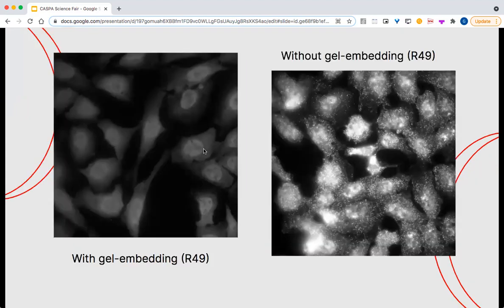So for reference, this picture on the left was an image of a field of view from experiment R49 that was performed with gel embedding. You can see it's much more clear where the cells are. These are pretty distinct cell boundaries. And then this image on the right was performed without gel embedding, and it's a little bit harder to tell. For example, you have spots like this right here where exactly does one cell end and the other begin.